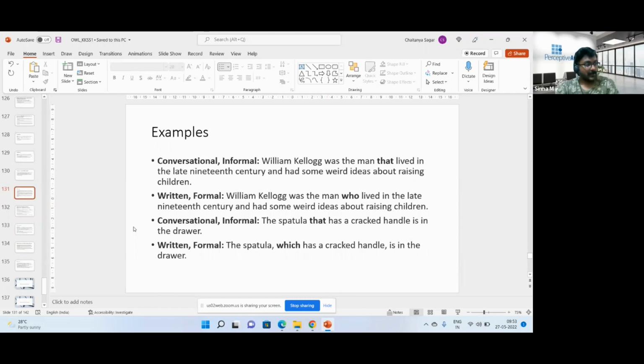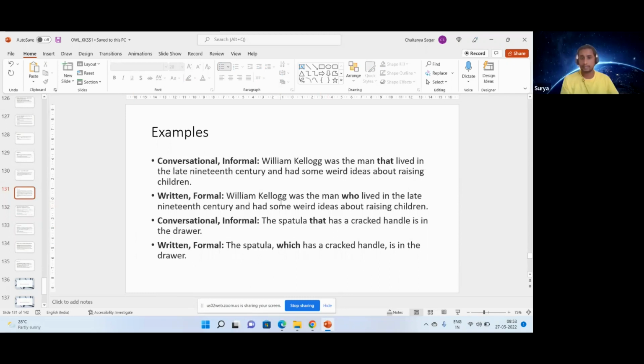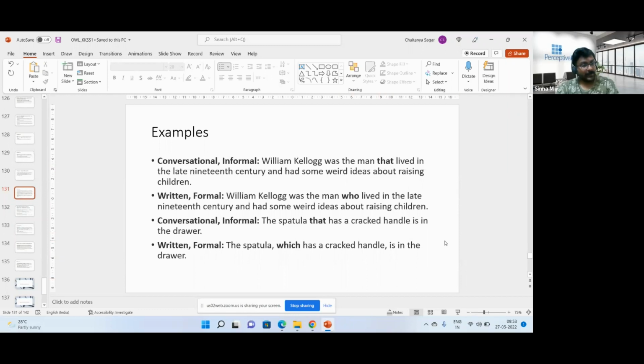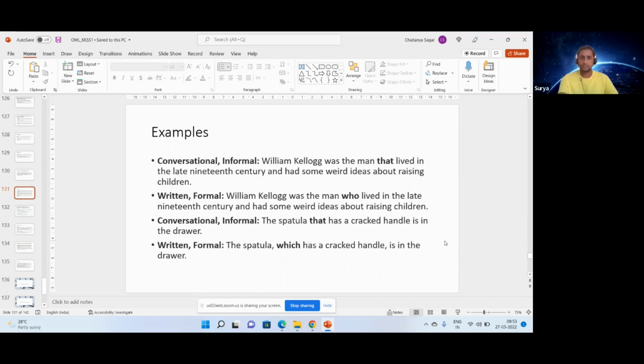Which can be used for both restrictive and non-restrictive clauses, but only if it is referring to a thing. In either case, you can replace who and which with that, but only in conversation. In non-restrictive clauses, mostly which is used. There are certain exceptions, and there are some rules in the coming slides.